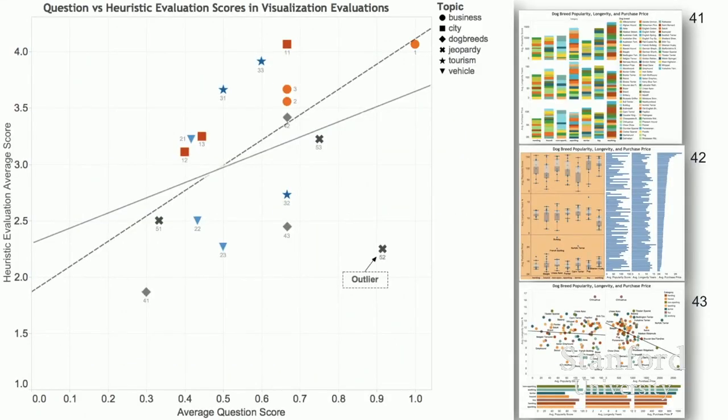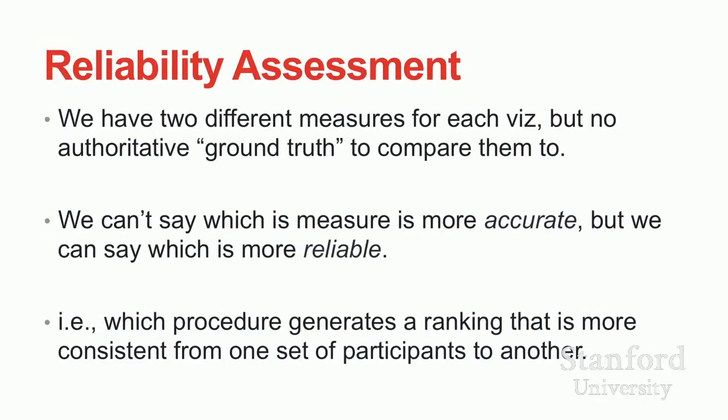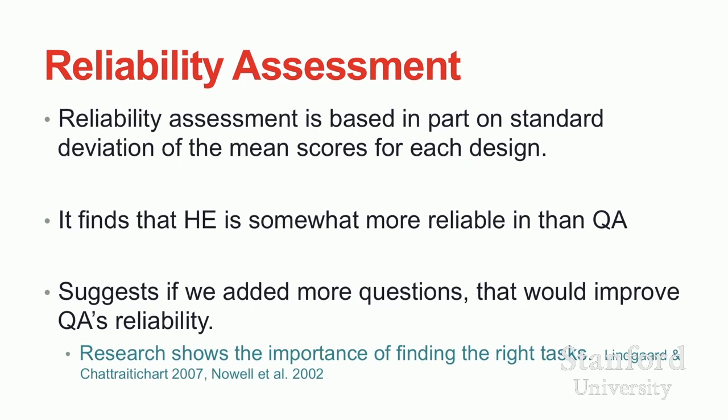We have this reliability assessment. So we can't say which measure is more accurate, but we can say which is more reliable. In other words, which procedure generates a ranking that's more consistent from one set of data to another. And so this is based in part on the standard deviation of the mean scores for each design. When we did this, we found that the HE for our data was more reliable than the question answering.